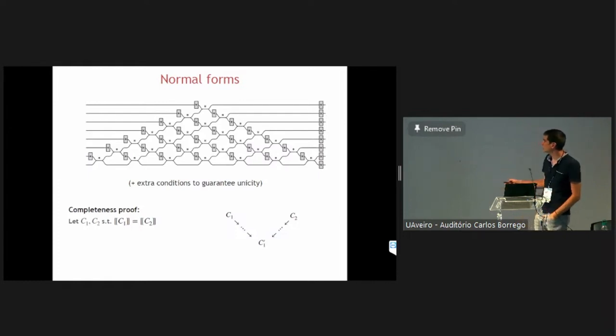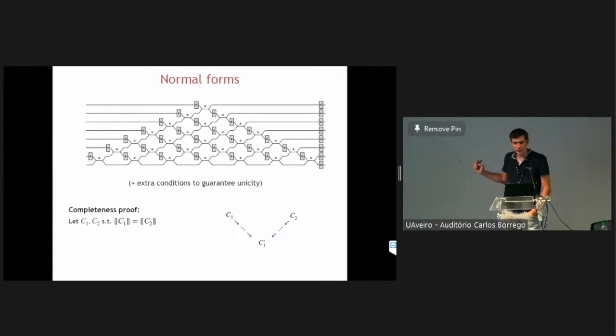Because now, if I take two circuits representing the same unitary transformation, I can use these rewriting rules to put both of them in normal form. By uniqueness of the normal form, it's actually the same. And so we have the path from C1 to C2 to prove that they are equivalent. This is how we prove completeness for this set of equations. Notice that this rewriting system has been implemented, so you can use it in Perceval, the software developed by Quandela. If you want to play with these rewriting rules, it's open source.